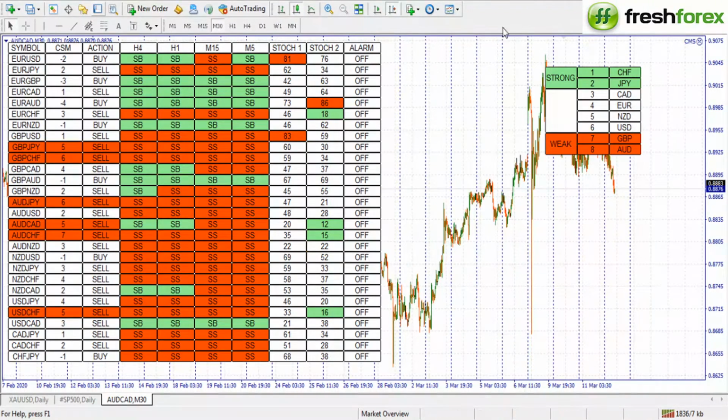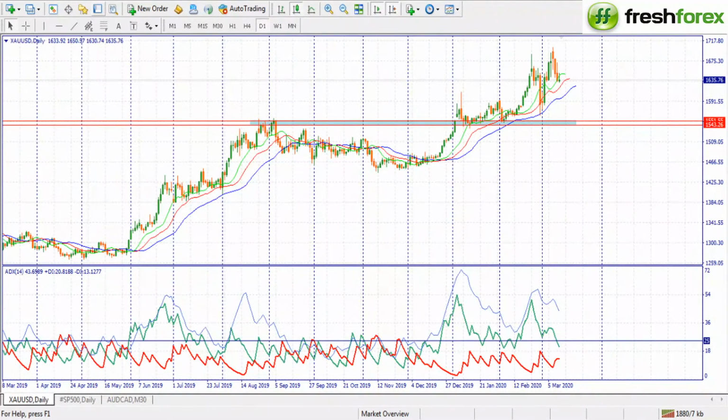So that's based on the trend indicator. If we are looking based on the strength, then we have CHF as the strongest. We have JPY as the second strongest. Then GBP as weak, and we also have AUD as the most weakest symbol. So let's see what we have. Let's start now. We're going to start with the symbol on our screen.